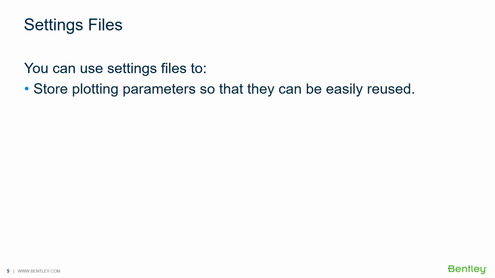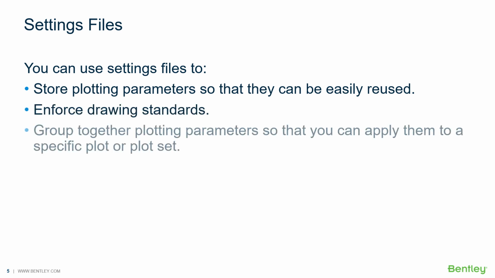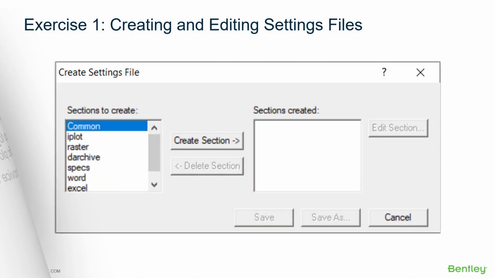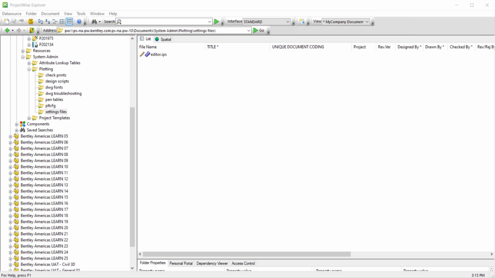Basically, a settings file provides an easy and flexible way to define default plotting values for your plots and plot sets. You can use them to store plotting parameters so that they can be easily reused, enforce drawing standards, group together plotting parameters so that you can apply them to a specific plot or plot set, and assist novice users that aren't so familiar with the printing tools. In this exercise, you will create and edit an interplot settings file. So let's begin to create an interplot settings file.